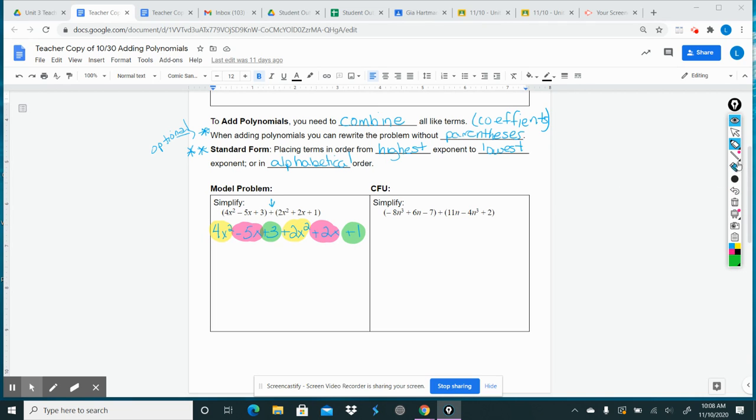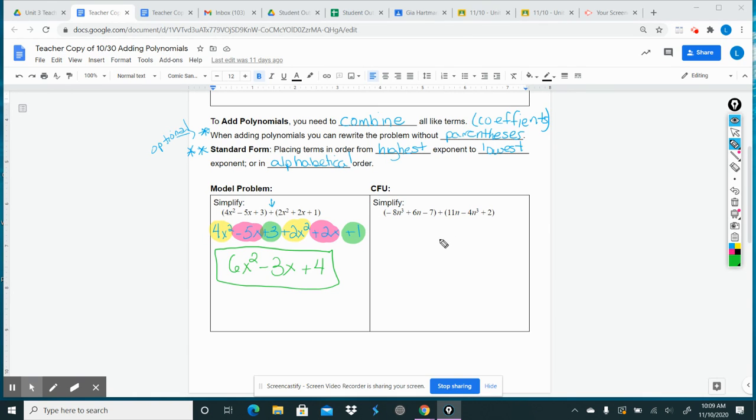So now I'm going to go back to my writing. And we're going to combine like terms. Remember, we're just focusing on the coefficients. So I have my yellow x squared. So we have 4 plus 2, which is 6x squared. And then we have our negative 5x and our positive 2x. Negative 5 plus 2 is negative 3x. And then positive 3 plus 1 is positive 4. So there's your final answer of 6x squared minus 3x plus 4. We are in standard form because we are highest exponent to lowest exponent, and there's nothing else to combine.